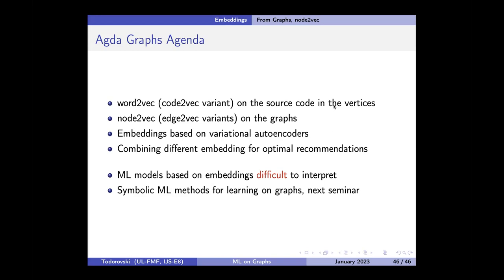Of course, node2vec and edge2vec variants on the graphs. And maybe even embeddings based on variational autoencoders would come into play. And of course, the interesting question is whether we should combine different embeddings. Matej already has done bag of words, and now the question is what would be an optimal combination. So a lot of ideas. That is why I would also like in the second semester to lecture students in advanced machine learning on variational autoencoders. So maybe some helping hand from the students and seminar works will be expected here on the ACTA graphs.